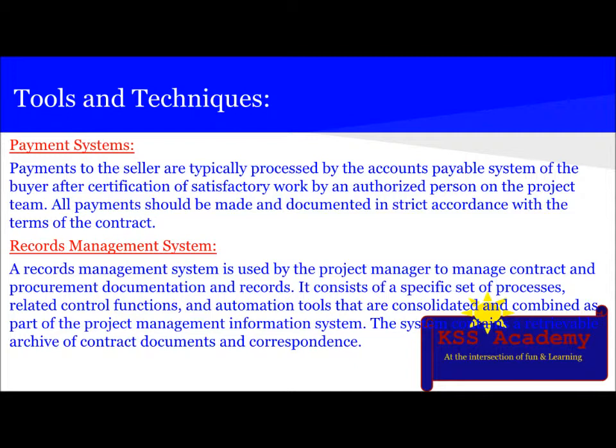Next is record management system. A record management system is used by the project manager to manage contract and procurement documentation and records. It consists of a specific set of processes, related control functions, and automation tools that are consolidated and combined as a part of project management information system. The system contains a retrievable archive of contract documentation and correspondence.